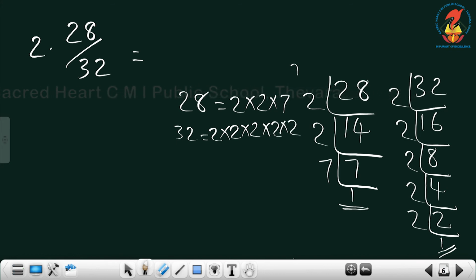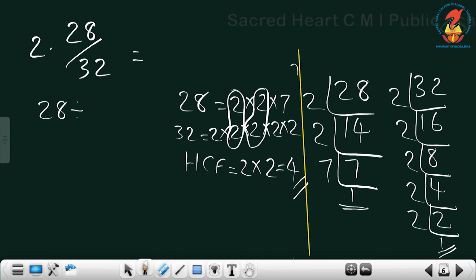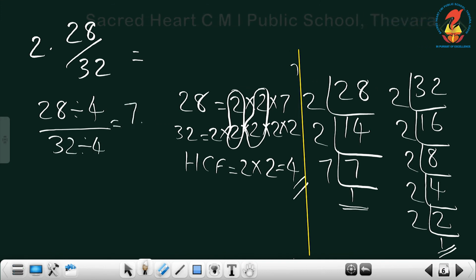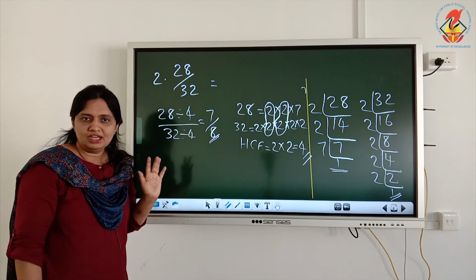Okay, after that we can make it in the group only, right? And 2 2 are common factors, right? Then we can make it in the group. And here also we can make it in one group. And HCF is what? HCF equals what only here? 2 into 2, that is 4. Okay, HCF is 4 only, right? And after that I need to divide the numerator and denominator by HCF. I will get what? That is 7 by 8 only. See this? It is in the lowest term, right? 7 by 8 is in the lowest term.